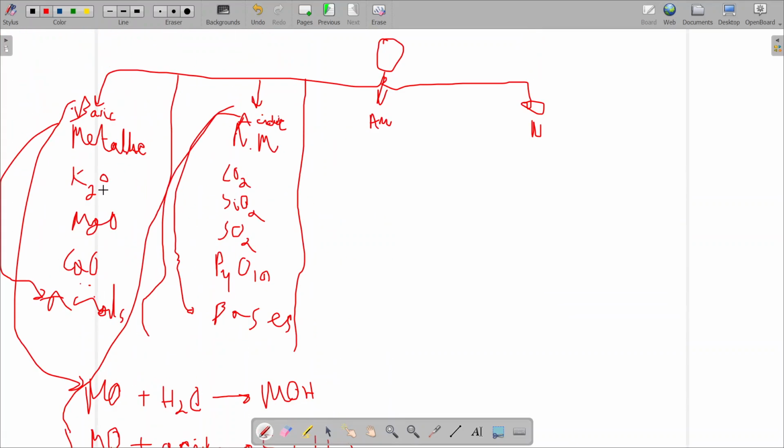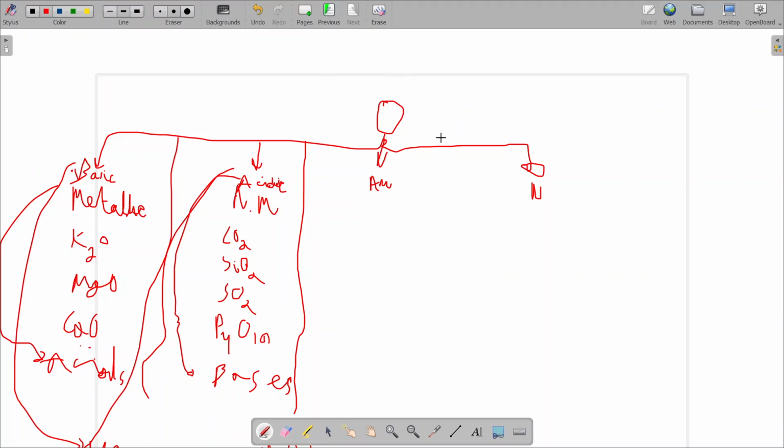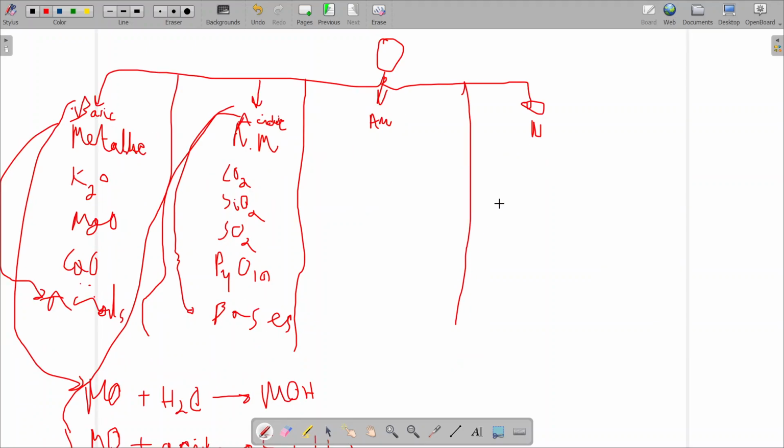Now, on to amphoteric and neutral. Neutral is really easy. I'll actually leave amphoteric to the end. I'll discuss neutral now. Neutral oxides neither react with an acid nor a base. These are memorization: H2O, N2O, NO, and CO.